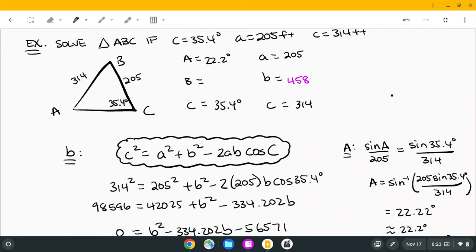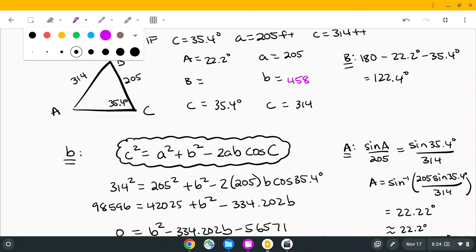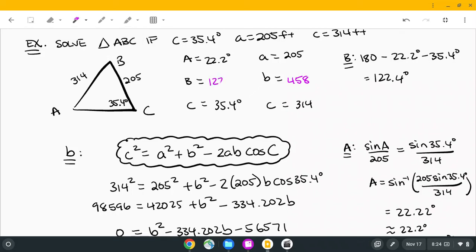So then here I can find angle B. I'll just do it up here. Angle B, there's only one, and we can do 180 minus 22.2 minus 35.4, because these three should add up to 180, right? All right, so angle B equals 122.4 degrees. Okay, so angle B is 122.4 degrees. I should have done this one in purple too. 22.2.